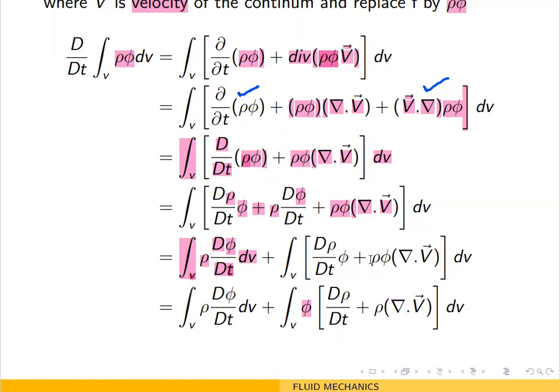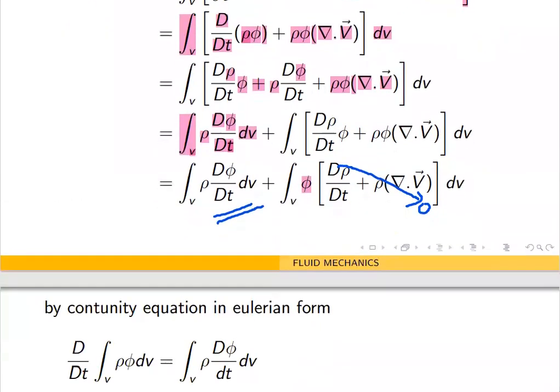Does it remind you of something? The term within the bracket is nothing but the continuity equation in the Eulerian form. Remember? And the term within the bracket is equal to 0. So the second integral vanishes. This will become equal to 0. So we have only the first integral.